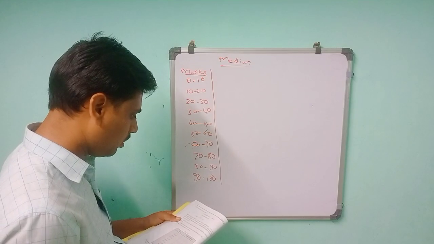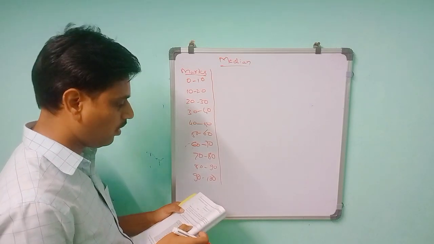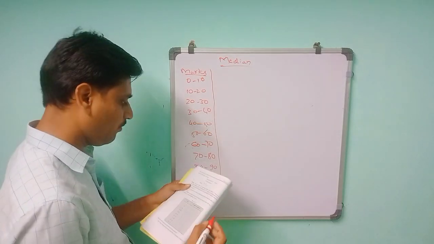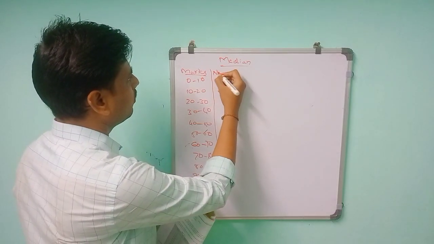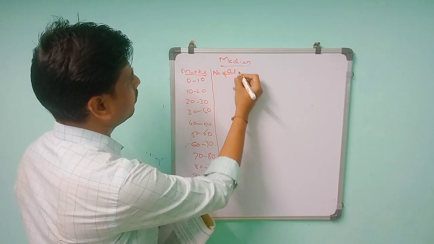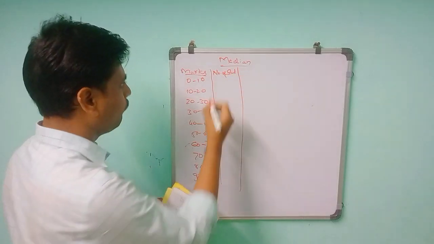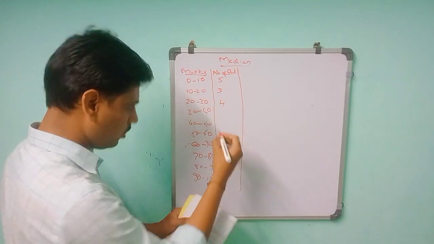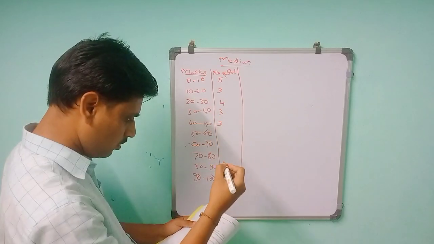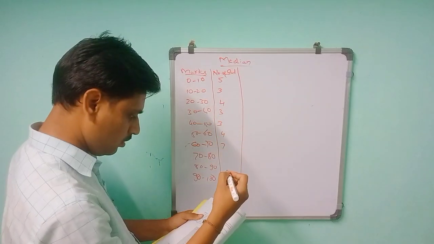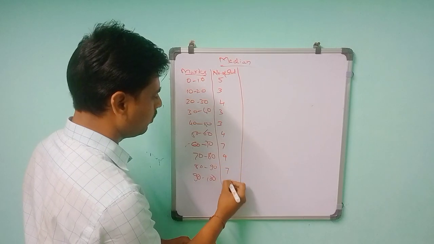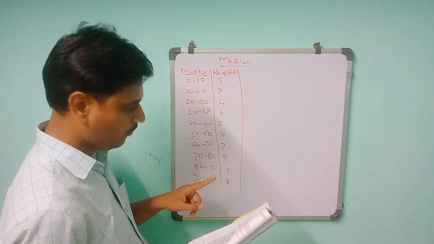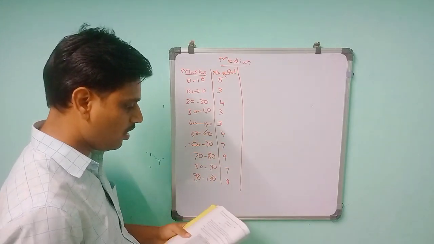Then the grouped frequency distribution of marks obtained out of 100 by 53 students. So the total is 53. That is the frequency, the number of students. They gave 5, 3, 4, 3, 3, 4, 7, 9, 7, 8. So I have written the number of students.